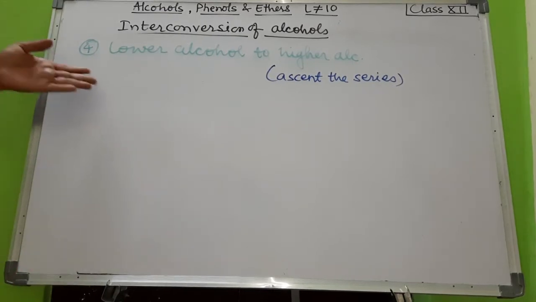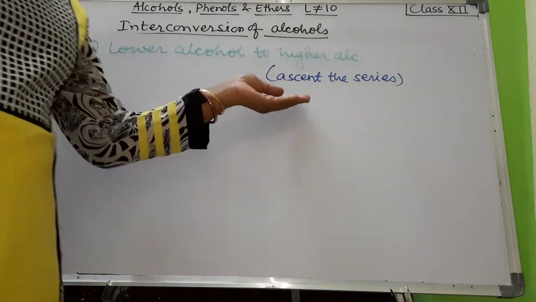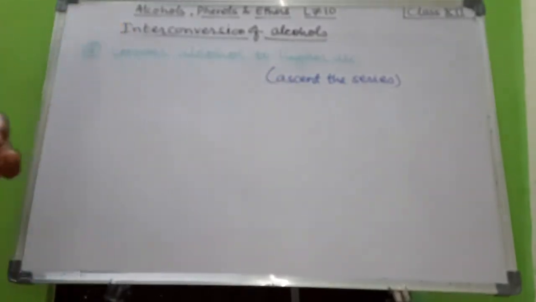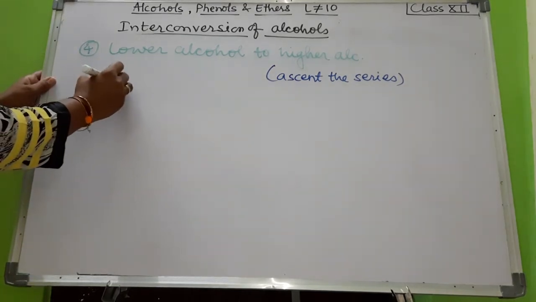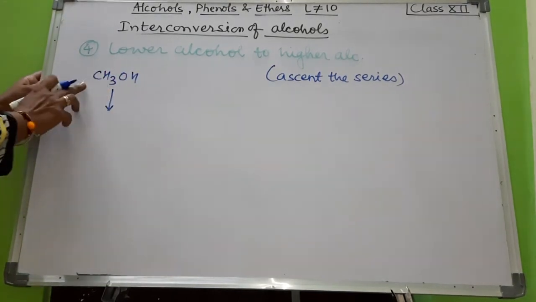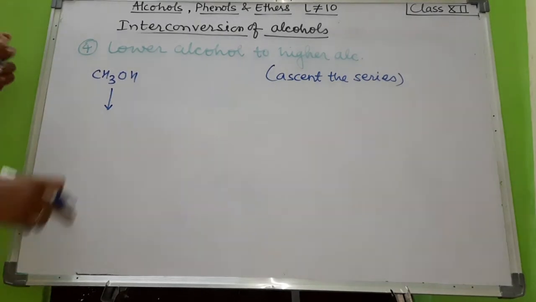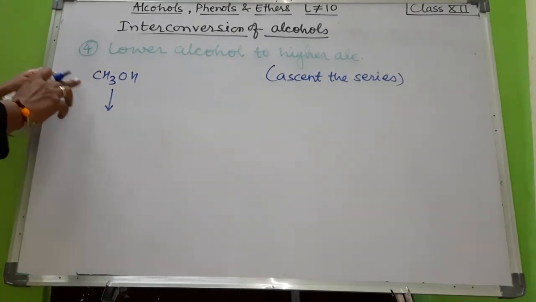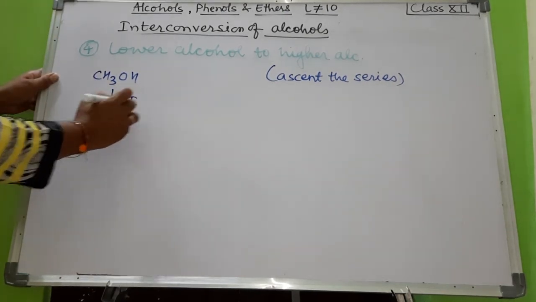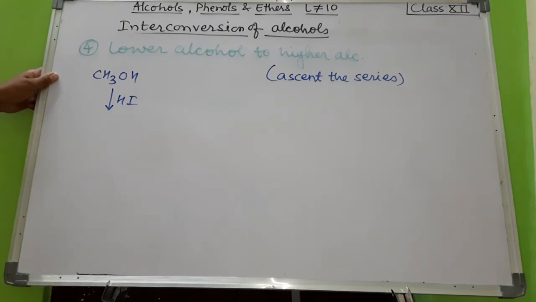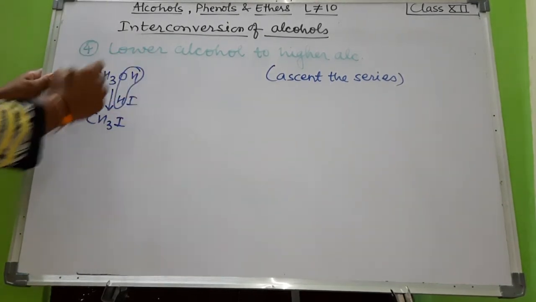Now next is conversion of a lower alcohol into a higher alcohol. Means we are going to ascend the series, means the number of carbon atoms we have to increase. Let's take an example of methanol. I want to change this methanol into ethanol. So how will I convert it? Methanol is a primary alcohol and ethanol is also a primary alcohol. So first treat it with HI. On treatment with HI, it will give alkyl iodide, that is CH3I, and water will be the byproduct.